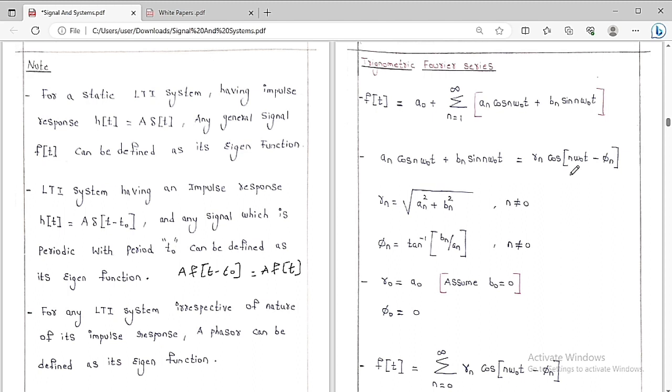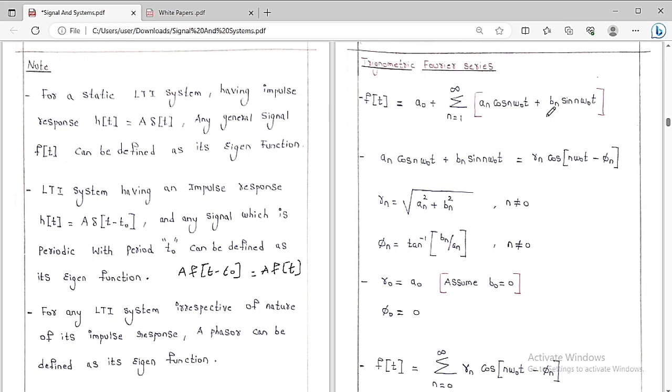So here, what is f of t? Any periodic signal we can represent in the form of sin and cos, like this: f of t is equal to a naught plus sigma n equals 1 to infinity of a n cos n omega naught t plus b n sin n omega naught t, where omega naught is the fundamental frequency. Omega naught is equal to 2 pi by t naught, where t naught is the fundamental time period and omega naught is the fundamental frequency.